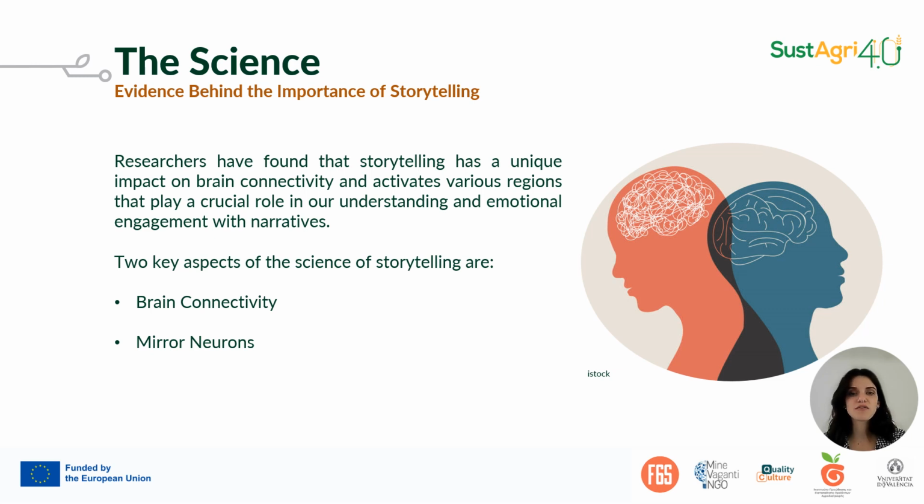Two key aspects of the science of storytelling are brain connectivity and mirror neurons. When we hear a story, multiple areas of our brain become active, creating extensive brain connectivity. Different regions of the brain are engaged depending on the content of the story. For instance, language processing areas become active to understand the words and sentences.